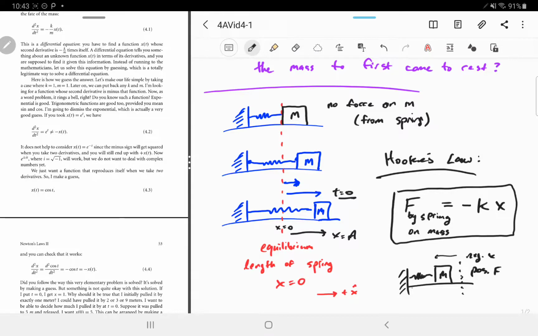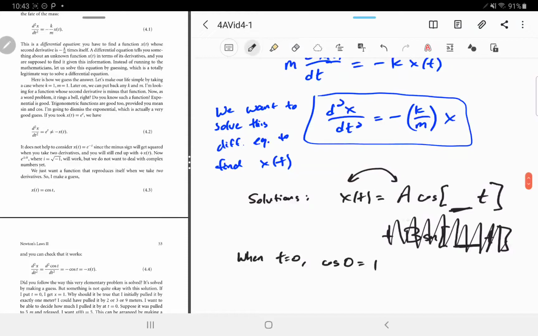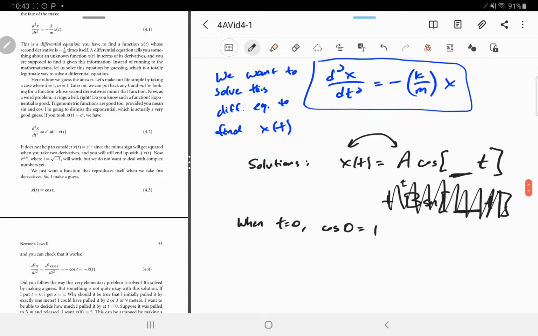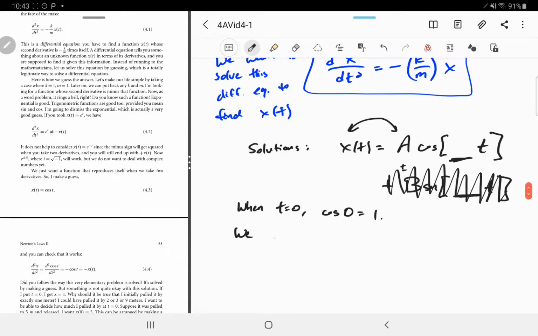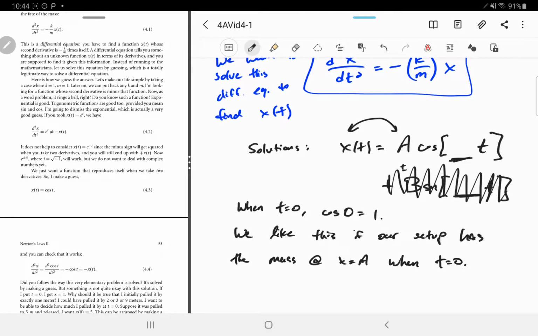the cosine. Suppose we let go of the mass at the moment that the mass passes the equilibrium position, either moving to the left or to the right. Then we would use the sine, with a plus or a minus, so b could be positive or negative. We're not going to use the sine because of our initial condition. We like this if our setup has the mass at x equals a when t equals 0. Again, we'll do this in more detail later.